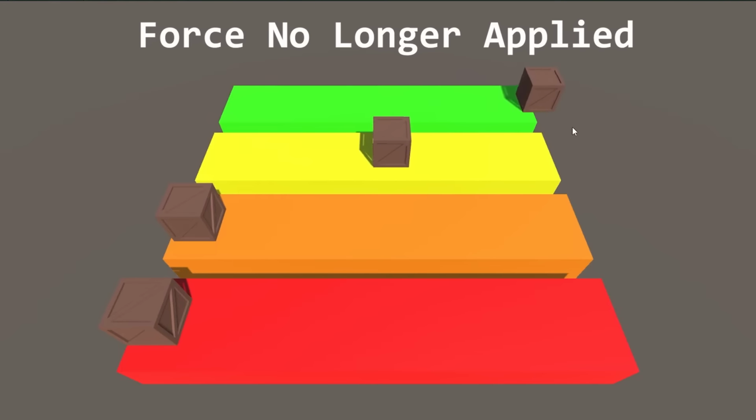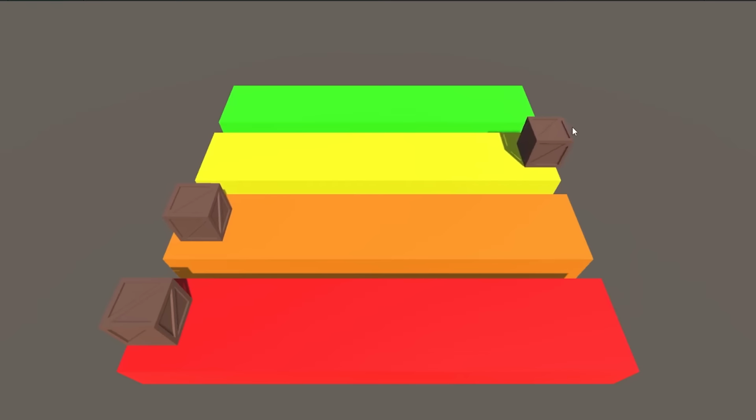When I stop applying the force, the green one flies off the surface at a constant velocity. So if you said something like that, give yourself a gold star. The yellow one slows down and stops, and it doesn't look like much has happened with the orange or red boxes. When I reapply the force, we can see that the orange box is actually moving, just really slowly. And when I stop applying the force again, it quickly returns to rest.